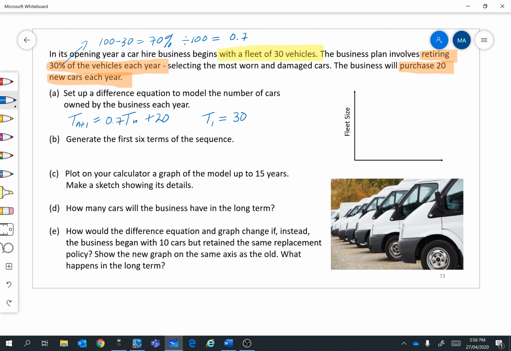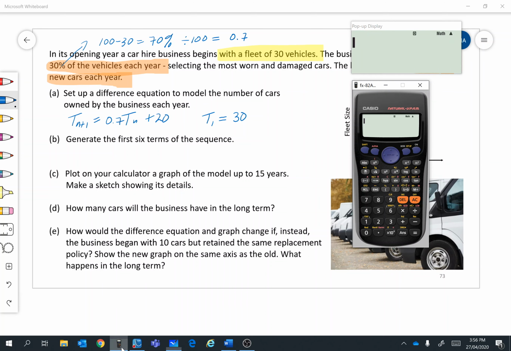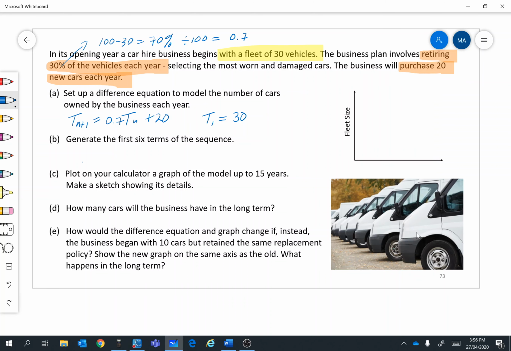In the next question, we're asked to generate the first 6 terms of the sequence. Just going to do this on a scientific calculator to begin with. In part C, we're actually going to generate this sequence up to 15 years. So that might be a different way to do part B, but this is a pretty quick way, so we'll just do this to start off with. We take the initial number, which is 30, and multiply that by 0.7. Then we add 20. So that means we have 41 vehicles in the second year. So I'll write that down. First year is 30, and next year is 41.